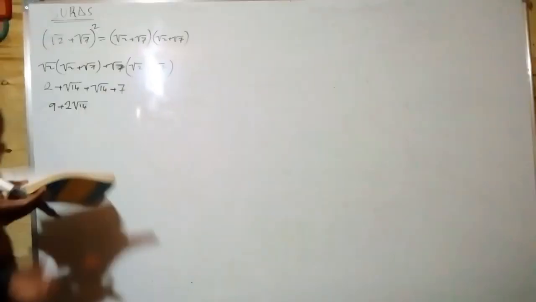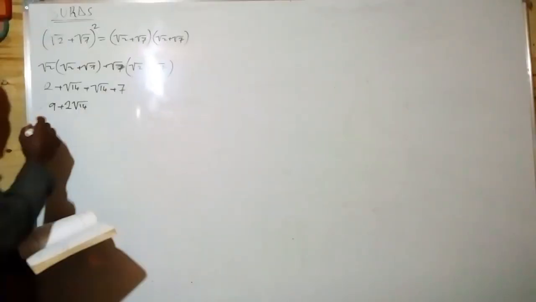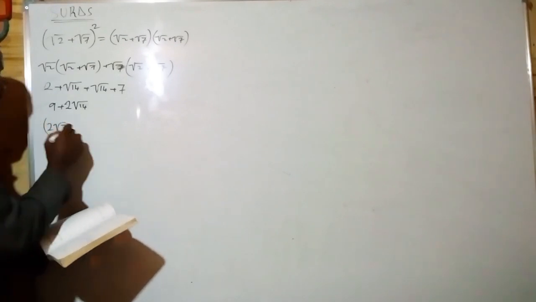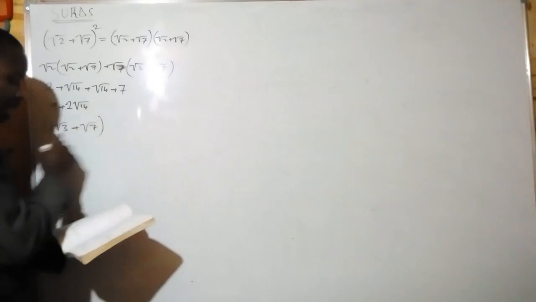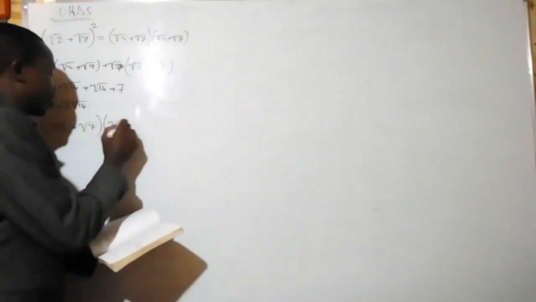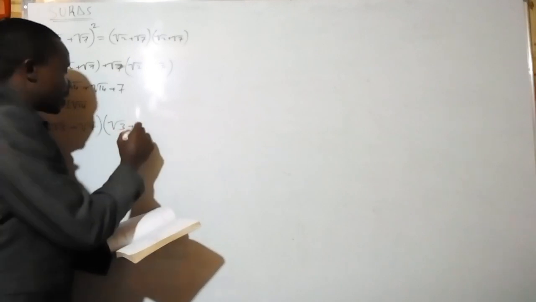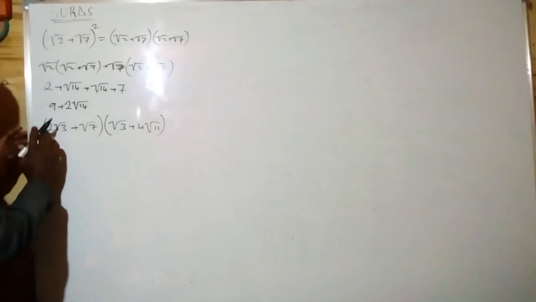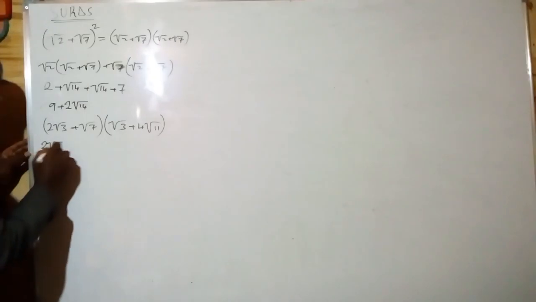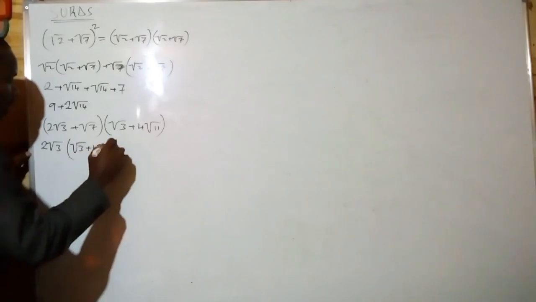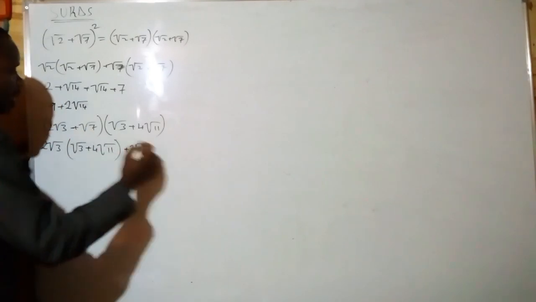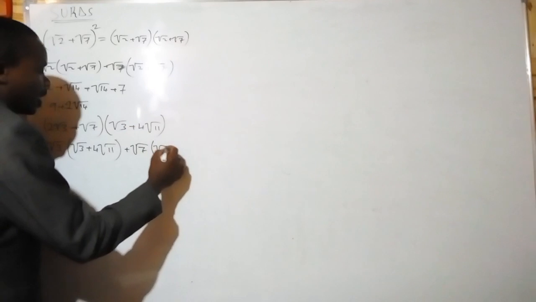Next, you are given 2 root 3 plus root 7, close the bracket, open the bracket, root 3 plus 4 root 11. You do the same. These 2 root 3, open the bracket, root 3 plus 4 root 11, then plus root 7. This root 7 you multiply by the same bracket, root 3 plus 4 root 11.